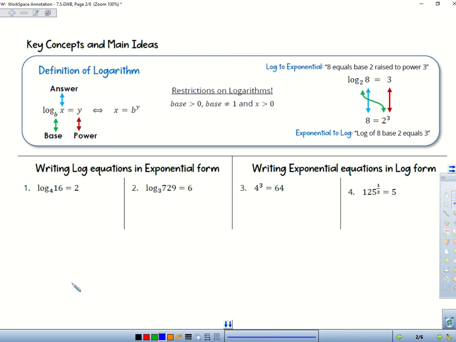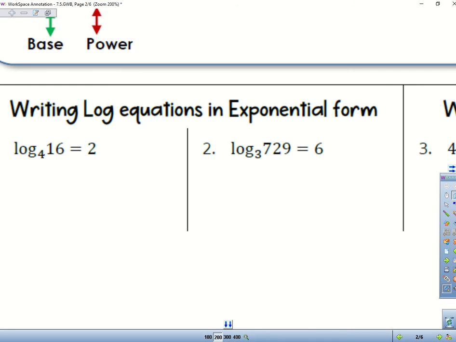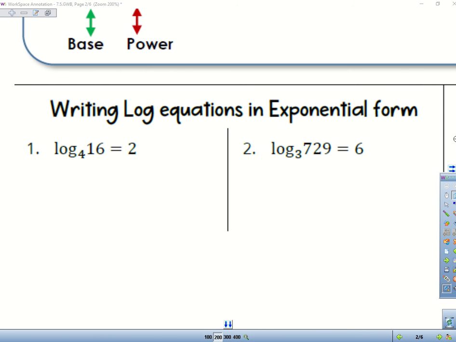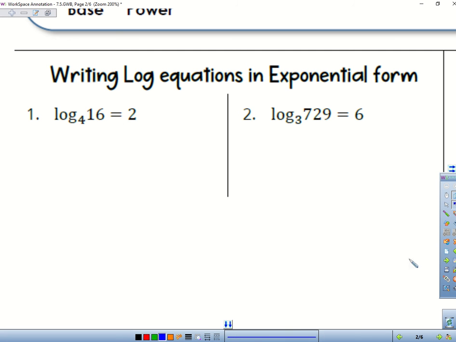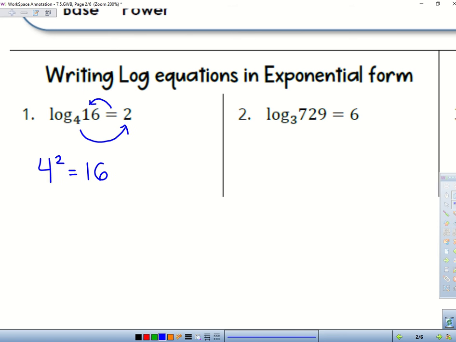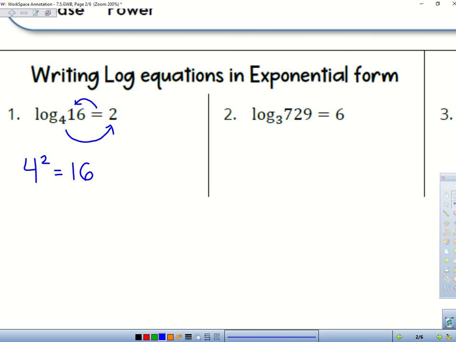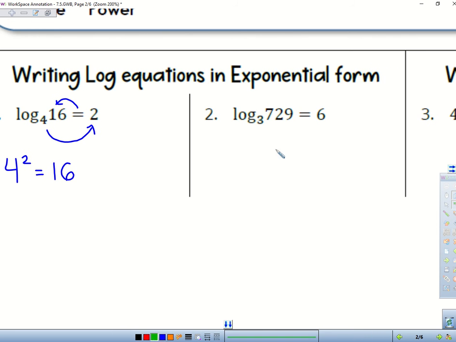So let's go ahead and try to write some conversions. So how do you go back and forth from form to form? Well, if you're going from log to exponent, it's pretty easy. We use the arrow rule, okay? So that's going to be 4 to the second power is equal to 16. Okay, that's how you go from log to exponential. Okay? Everybody getting their notes down? Paying attention? Okay. Next one.